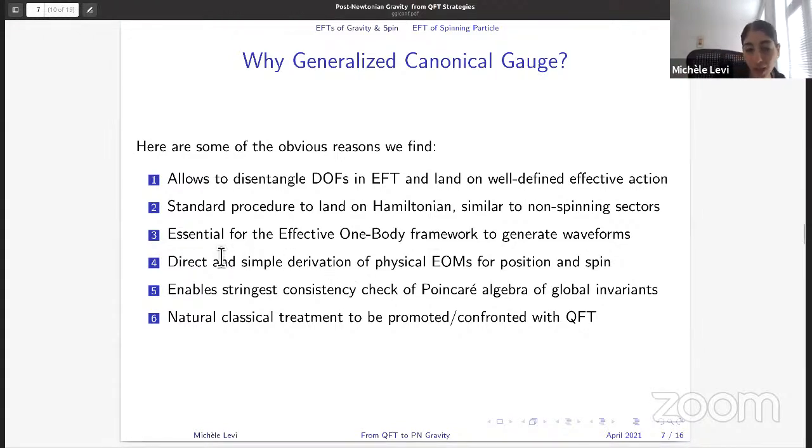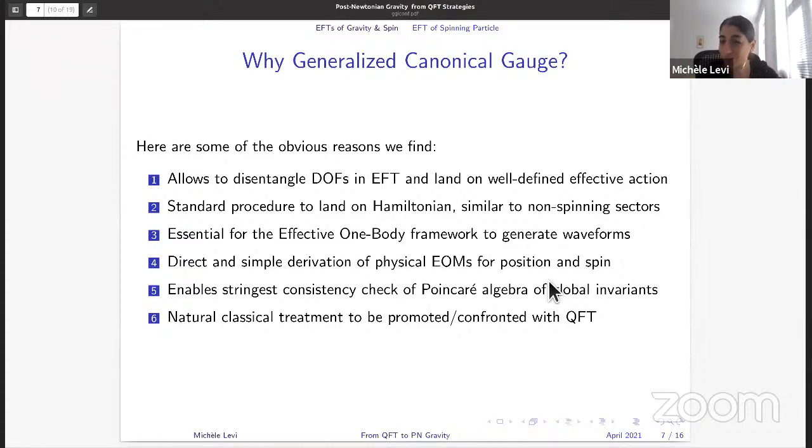That's the second reason. A third reason is that a Hamiltonian is an object which is essential for the effective one-body framework, which is currently the unique framework which generates gravitational waveforms. A fourth reason is that within this framework, it gives us a very direct and simple way to derive physical equations of motion for both the position and the spin.